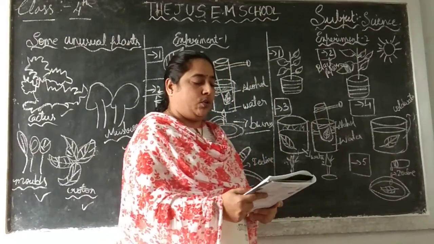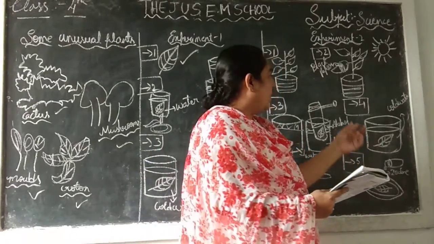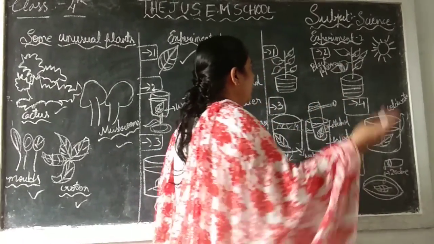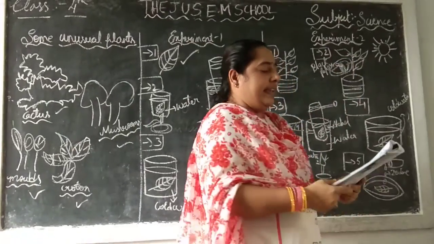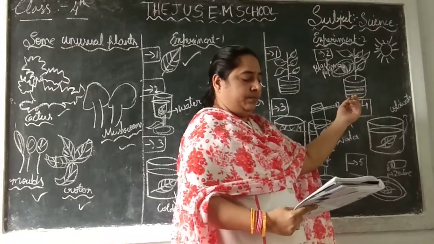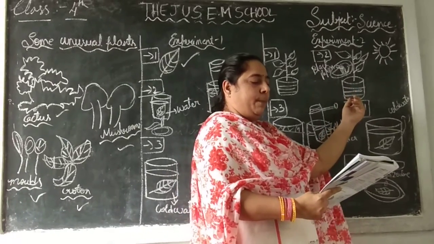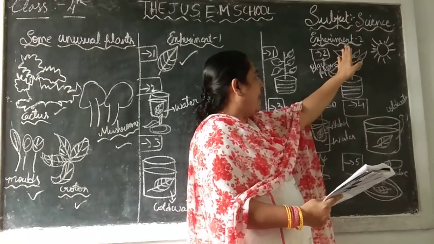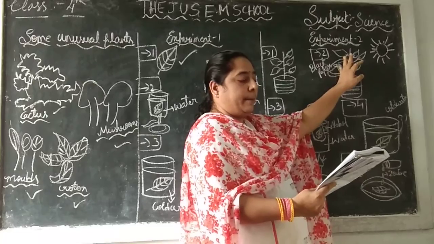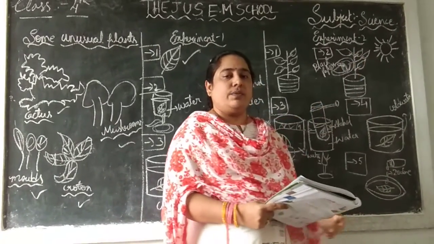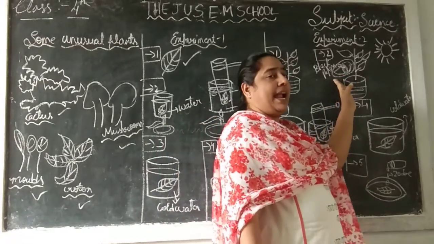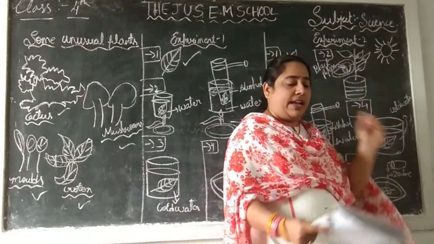Coming to step 2, cover one of its leaves partly with a strip of black paper. See, we have covered it. Then keep the plant out in the sunlight for 4 to 5 hours.